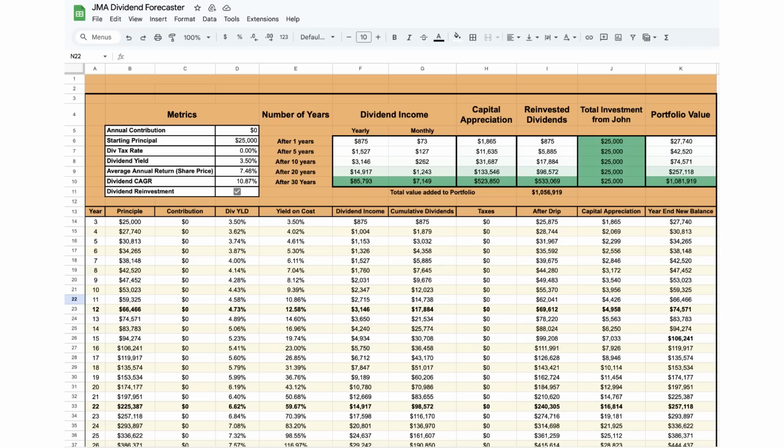And at the 30-year mark, John's initial investment of $25,000 is projected to reach an impressive $1,081,919, paying an annual dividend of $85,793 or $7,149 monthly. In total, this ETF grows his portfolio by $1,056,919, which includes $523,850 from the rise in stock value and $533,069 from dividends reinvested over the years.